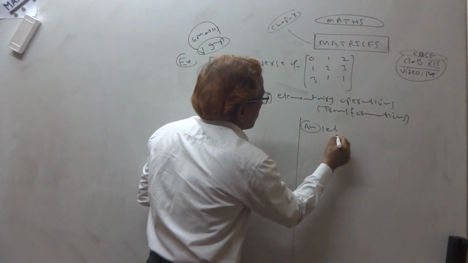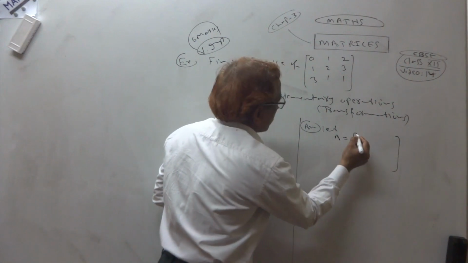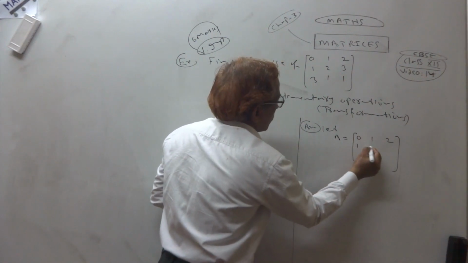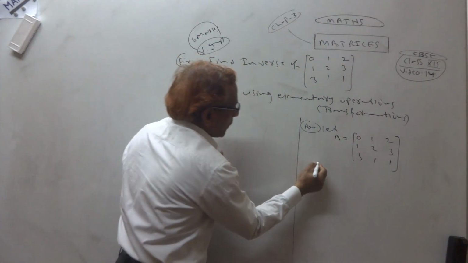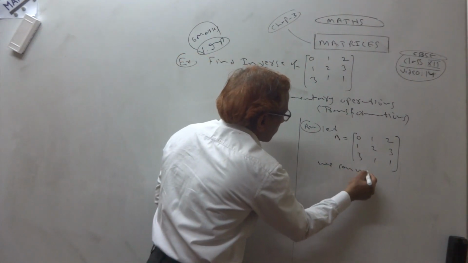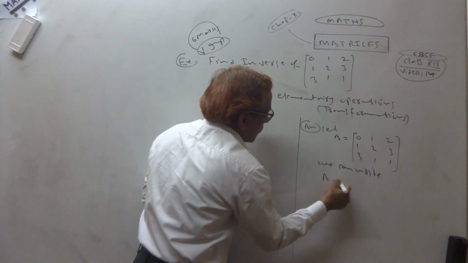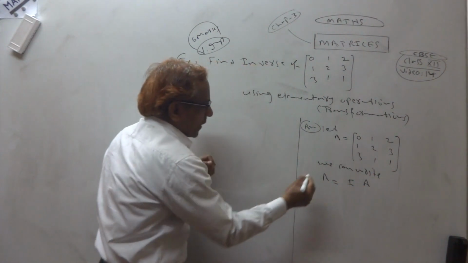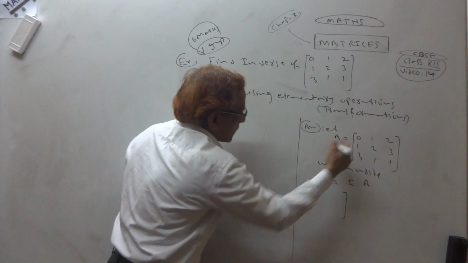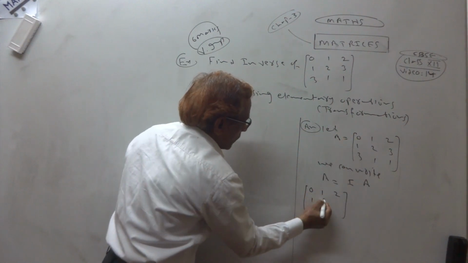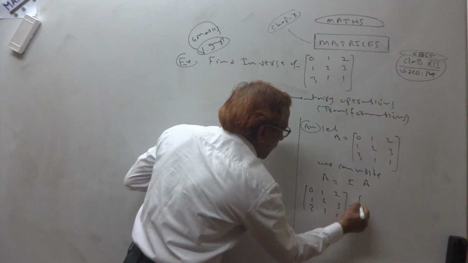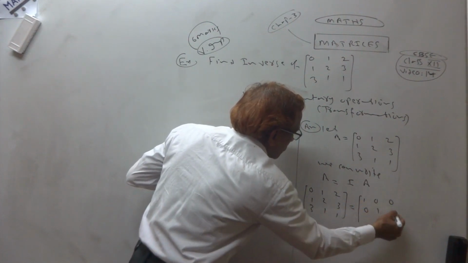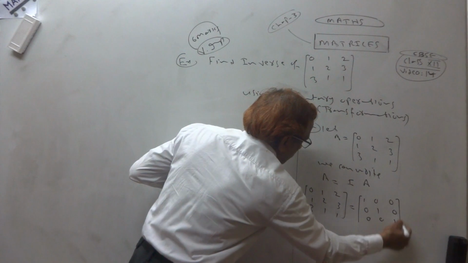First we denote it by A: 0, 1, 2; 1, 2, 3; 3, 1, 1. Then you know that we can write A is equal to IA. What is A? This 0, 1, 2, 1, 2, 3, 3, 1, 1. And I is what? 1, 0, 0, 0, 1, 0, 0, 0, 1.